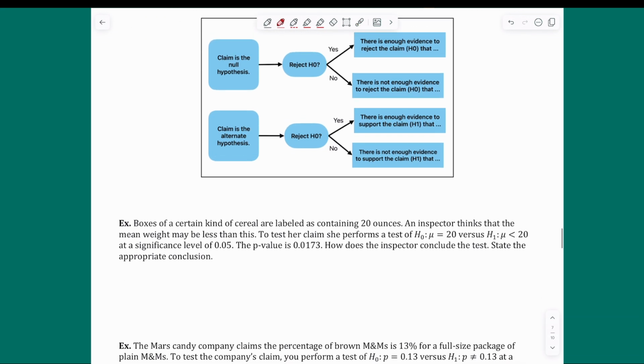Go back to this example here. Boxes of a certain kind of cereal are labeled as containing 20 ounces. An inspector thinks that the mean weight may be less than this. To test her claim, she performs a test of a null hypothesis, the mean is equal to 20, versus the alternate hypothesis, mu less than 20, at a significance level of 0.05. The p-value is 0.0173. How does the inspector conclude the test?